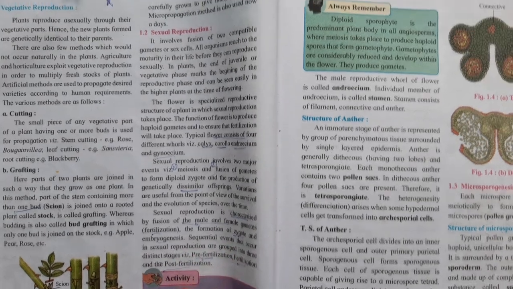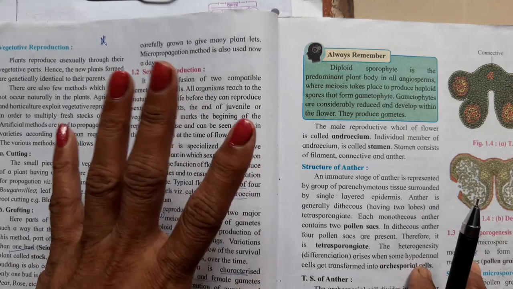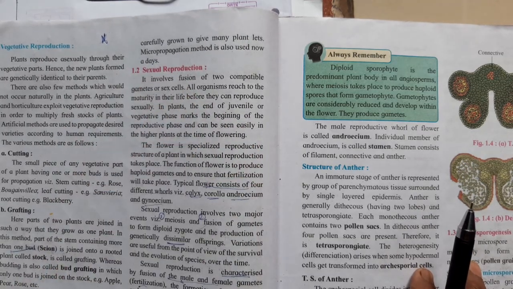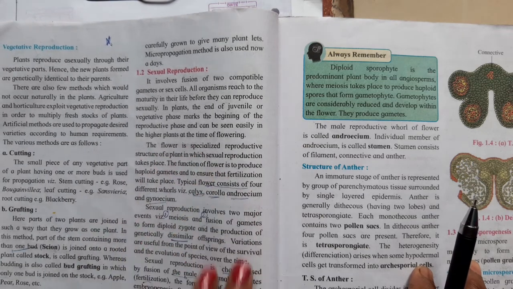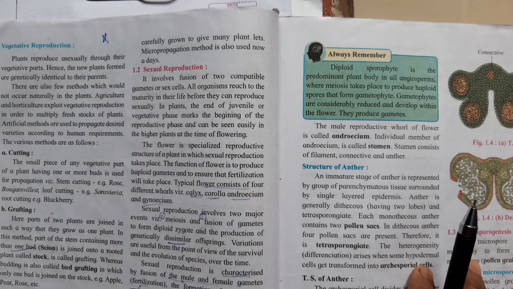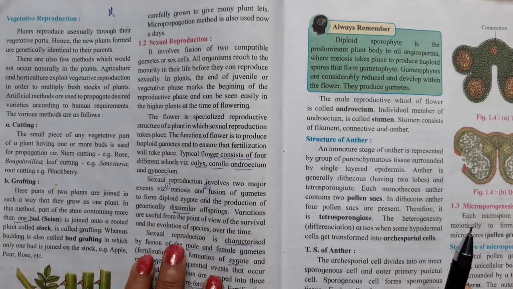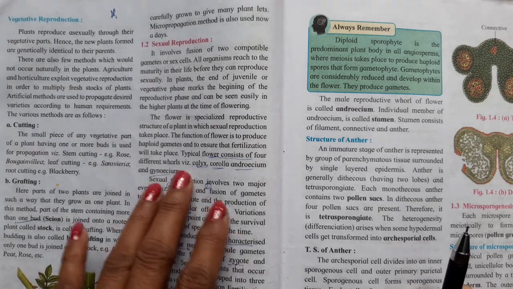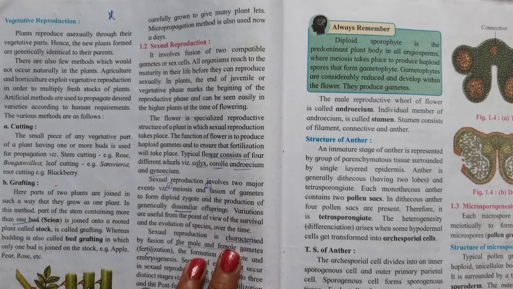Okay, children, now after asexual reproduction in plants, we are going to see sexual reproduction. You have studied in 10th standard which is the main reproductive organ in plants, and that is the flower. So we are going to study today the structure of the flower. You have already studied it, but I will explain it in short, and then we will continue with the structure of anther.